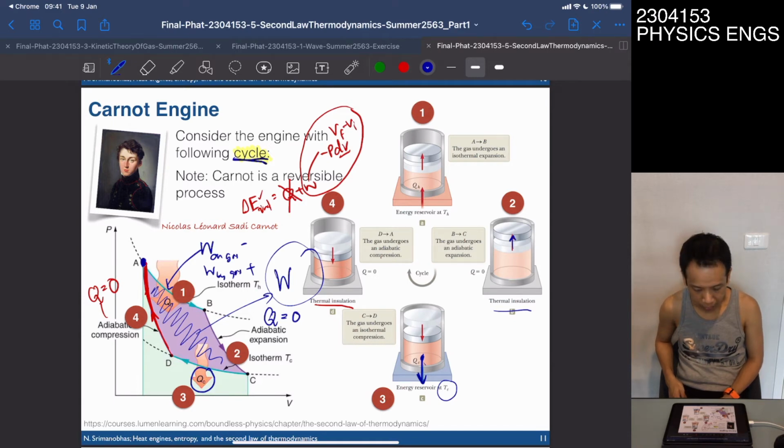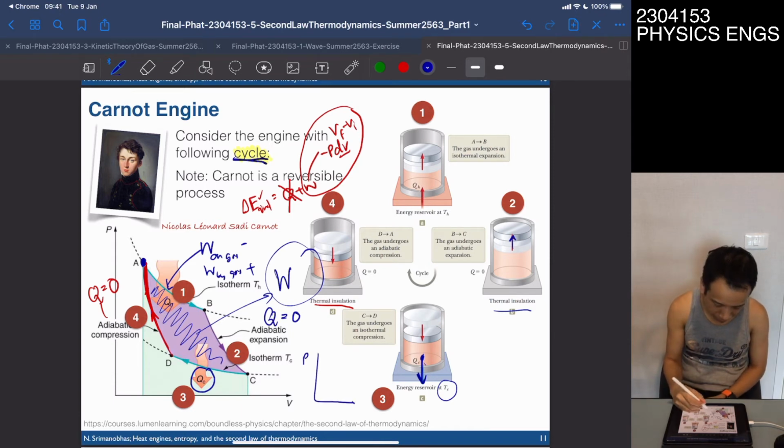Okay, I think this is clear. If you start to get confused, just try to take it one by one, as I try to do for you. So you have the PV diagram. You start with this one.